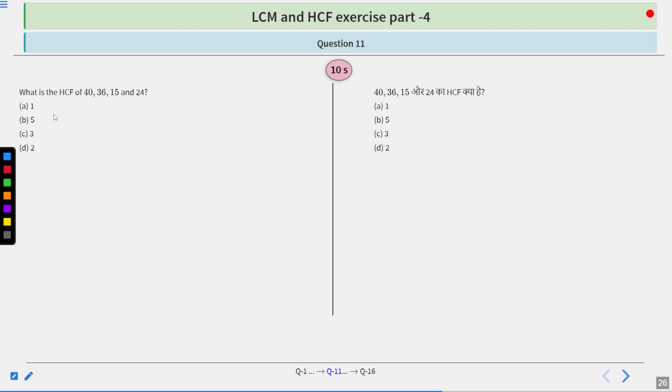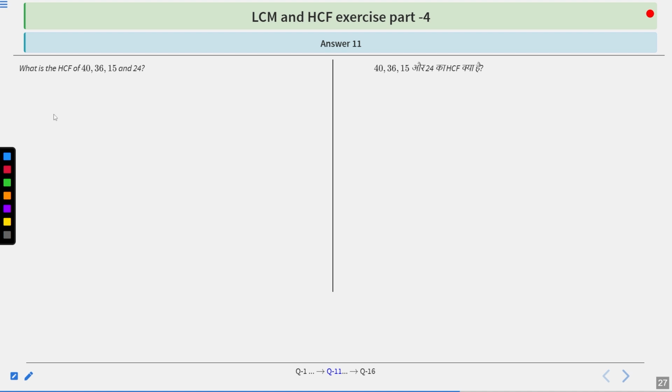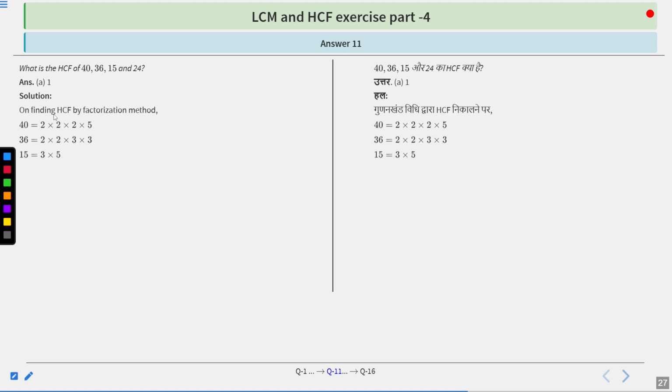What is the HCF of 40, 36, 15, and 24? And options are 1, 5, 3, and 2. Now, we are going to use the factorization method. So the prime factors of 40 can be 2 into 2 into 2 into 5. 36 can be 2 into 2 into 3 into 3. And 15 can be 3 into 5. And 24 can be 2 into 2 into 2 into 3.